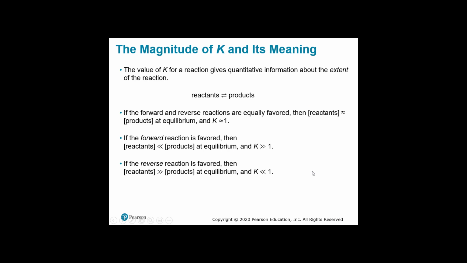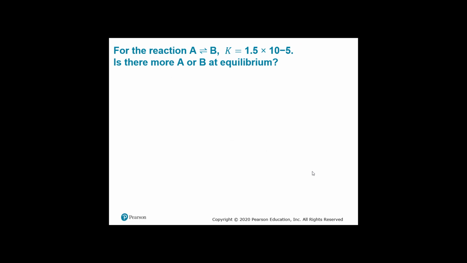So if we look here, the value of K is the equilibrium constant, and it gives quantitative information about the extent of the reaction. If you have a K that's approximately 1, then the forward and reverse reactions are equally favored. If you have a K that's over 1, then the products are favored over the reactants, and you'll have more products than reactants at equilibrium. And if you have a K that's less than 1, it's the opposite. The reverse reaction is favored, and you'll have more concentration of reactants over products.